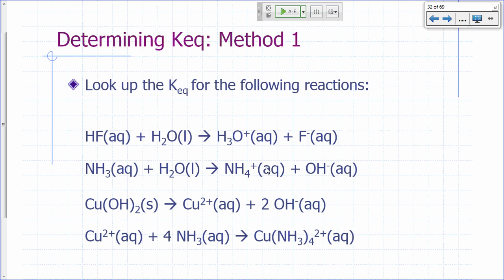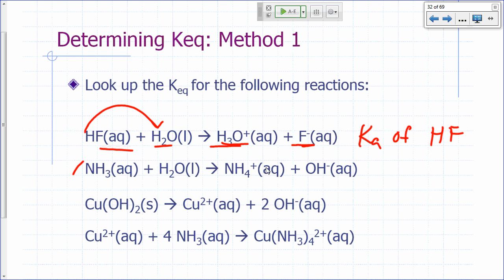Okay, so let's take a look at these reactions. If I were to give you these reactions, what would you be looking for? Let's look at this first one. I have a reaction between HF and water, gives me H3O plus and F minus. If I were to ask you to look up the KEQ for this reaction, what table would you be looking for? What kind of constant? Ka, Kb, Kf, Ksp? Ka. Right? You're going to be looking for the Ka of HF, right? This is HF donating a proton to water. How about this second one? What would you be looking for?